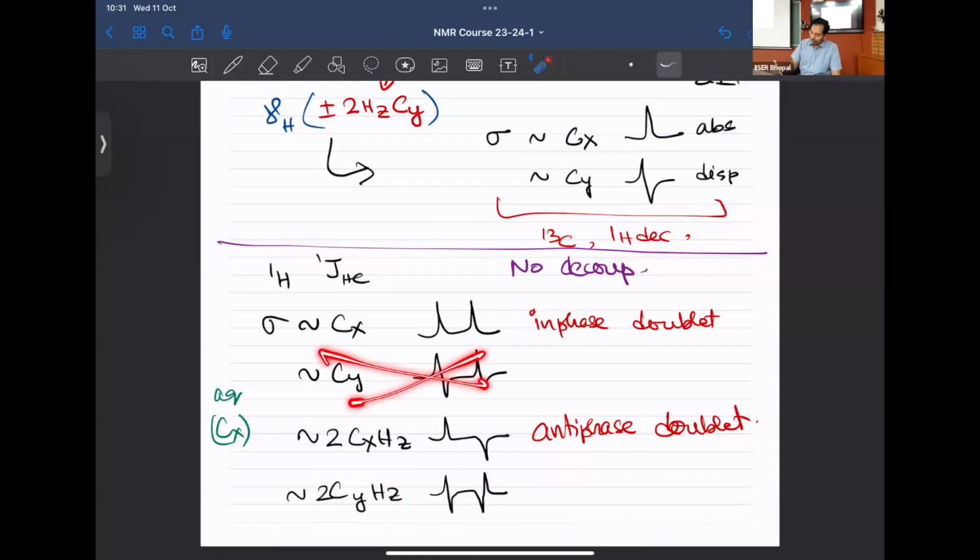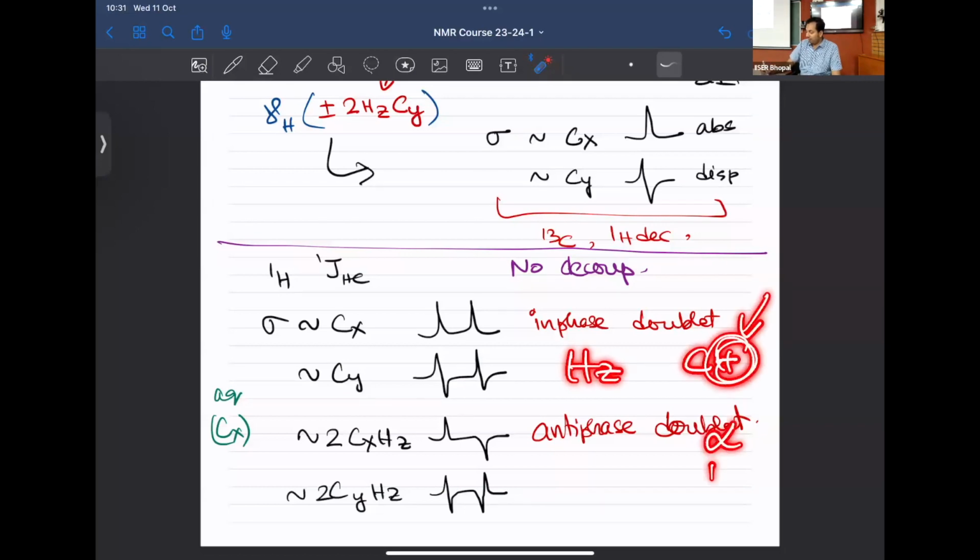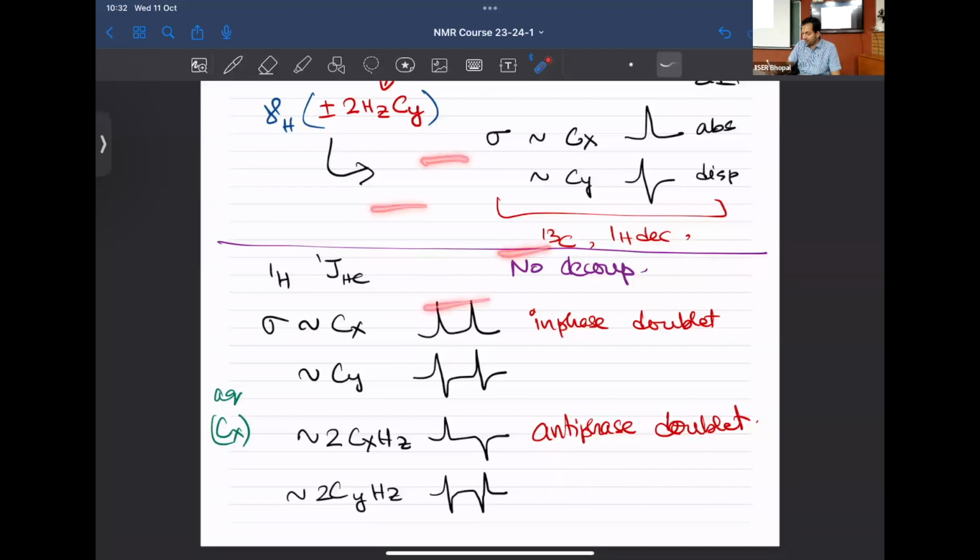Understand the 2CXHZ and 2CYHZ part. For now, forget the Y part of it. You have the HZ part that is being present. HZ, if you have a CH spin system, can distinguish whether H is in the alpha or the beta state. So in this case, the alpha and beta states, go back to the 4-state energy level diagram that we drew.